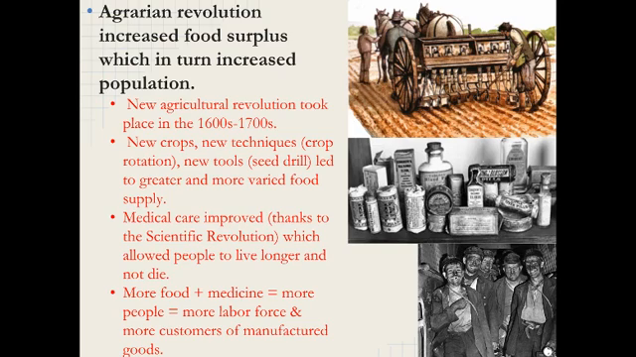Therefore, fewer people have to be farmers, and more people can move to the cities and work in factories. So the Agrarian Revolution increases food production, which increases the population, which increases urbanization, and provides a workforce, a labor force, for the new factory systems. Now, why else is the population growing?